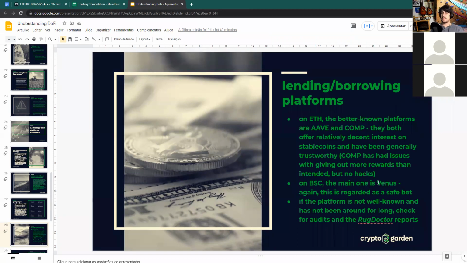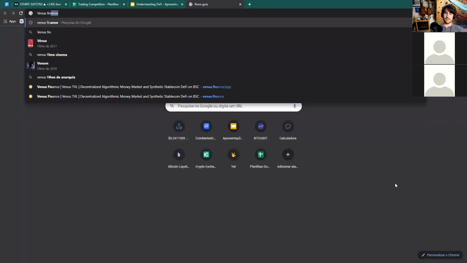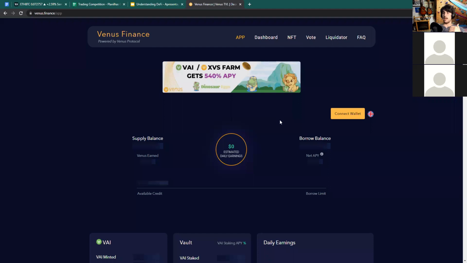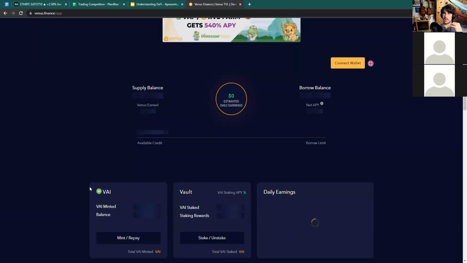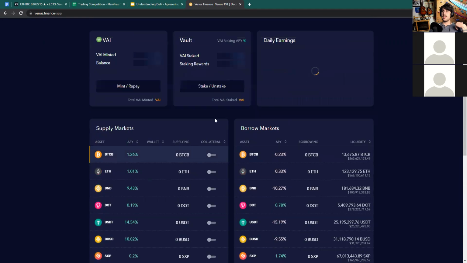And on BSC, which is another network, the main one is Venus. So let's say Venus Finance. Let's take a look at how it looks. So not only is it a lending and borrowing platform, it's also a stable coin creating platform. So it has this stable coin called VAI, which is an algorithmic stable coin. And I think we have a specific Bandito deep dive into the different types of stable coins. And yeah, it has its own stable coin, and it has its own borrowing and lending.